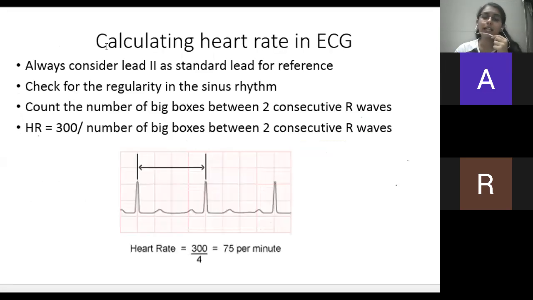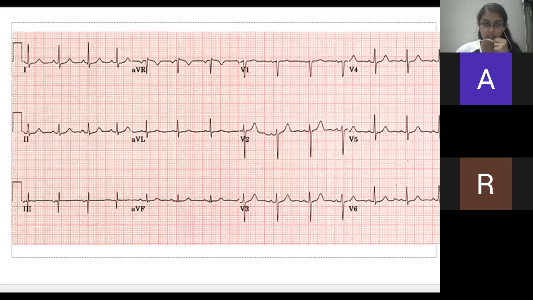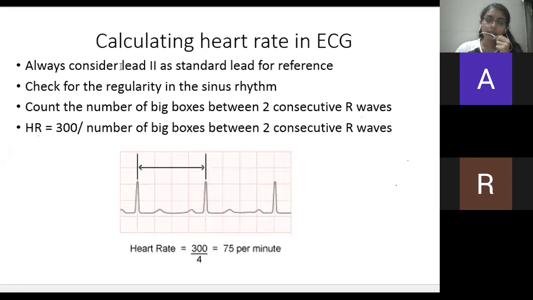So, how do you calculate the heart rate in ECG? For calculating heart rate, always consider the standard limb lead 2. In this ECG, you are having lead 2 here, but usually there is a long lead 2 recording which is portrayed down on the ECG. So always consider lead 2 as the standard lead reference. Check for the regularity in the sinus rhythm.